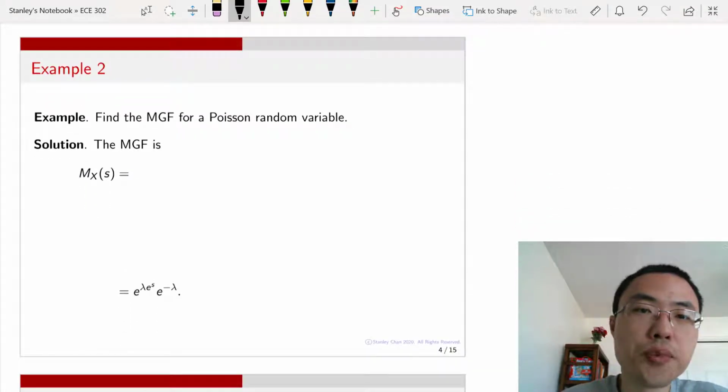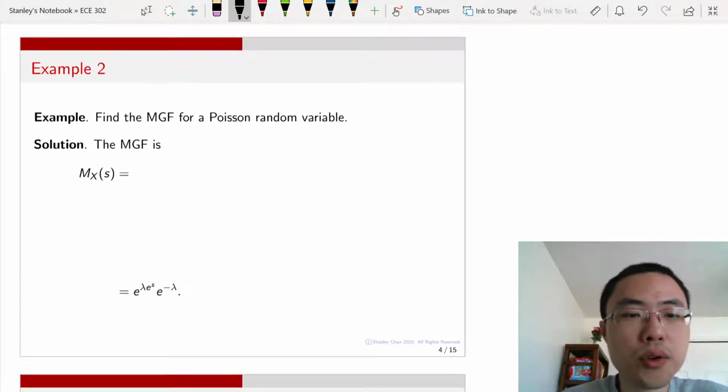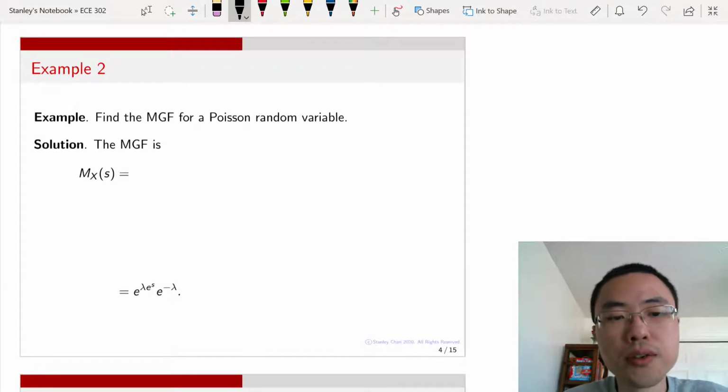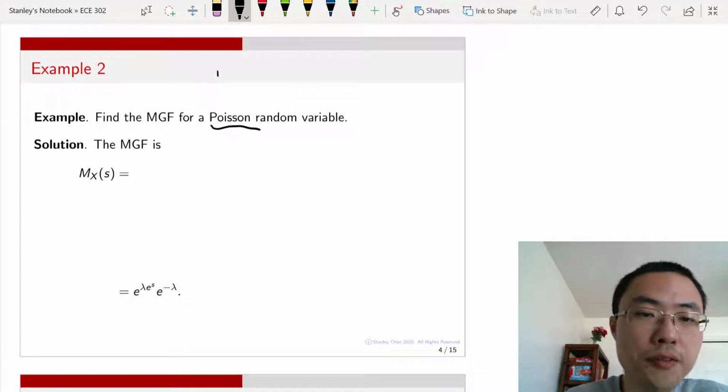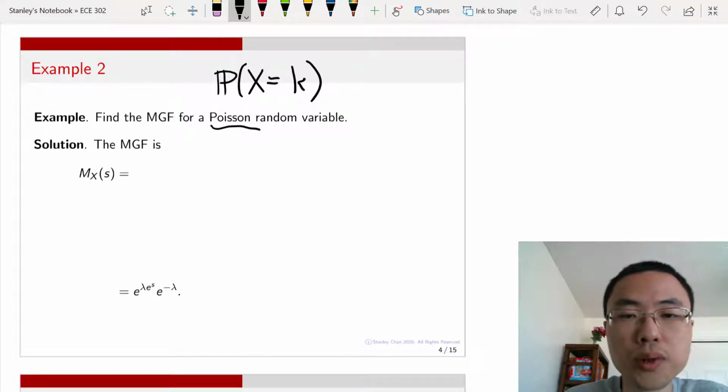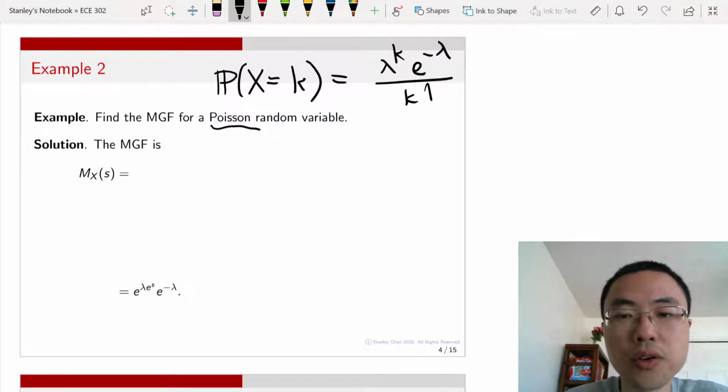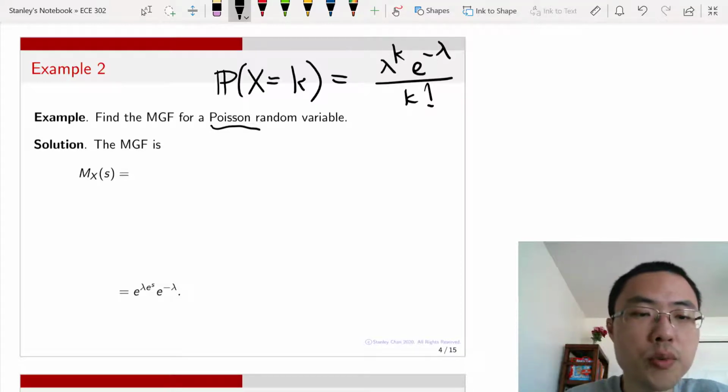Let's work on another example. Here I want to show the moment generating function of a Poisson random variable. And by Poisson random variable, I mean that the PMF of this random variable x at a particular state k is given by lambda to the power k, e to the minus lambda, divided by k factorial. So this is my PMF. Now, what is the moment generating function?